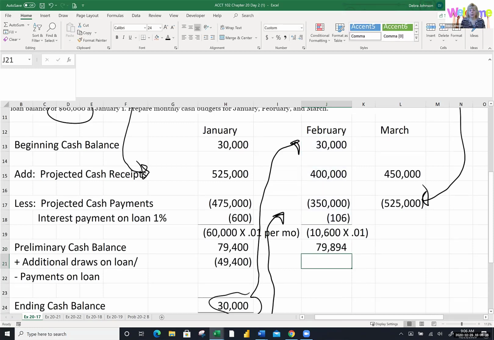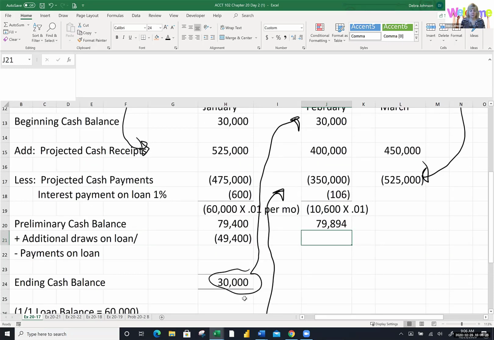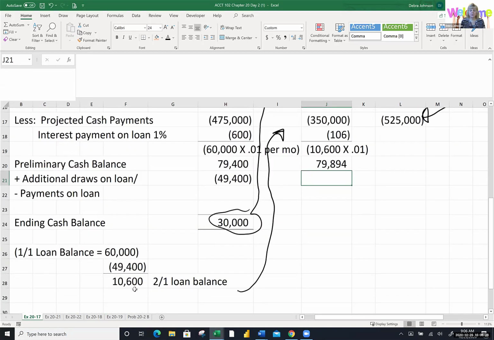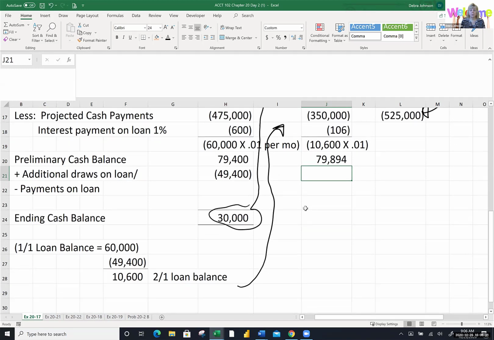So right now I got 79,894. Okay, well, this is good news. We are above that $30,000 debt covenant. So we're going to use any excess to pay off our loan balance. Okay, well, let's go look at our loan balance. Our loan balance is only 10,600. So I'm going to go pay that off right here, and I'll still have some flush money in my account. I would never pay the bank more than I owe them. That would be crazy if I did that.